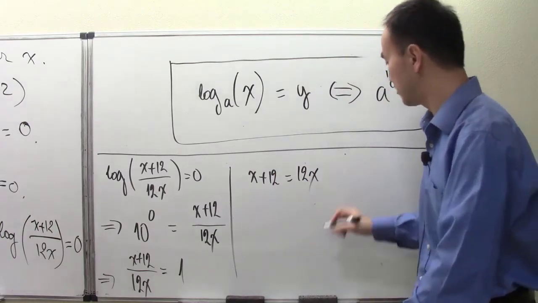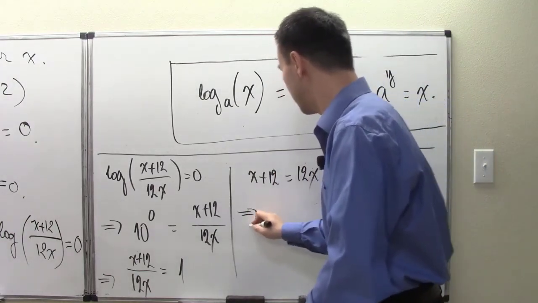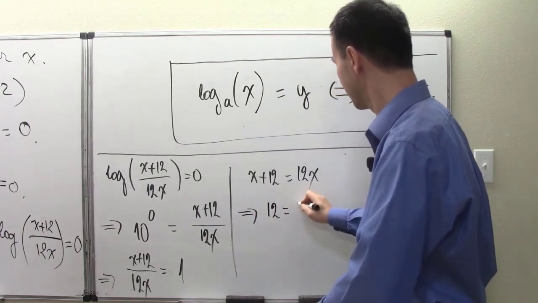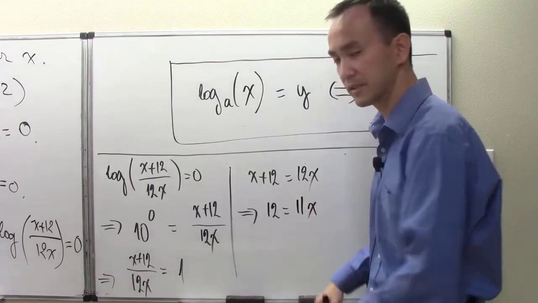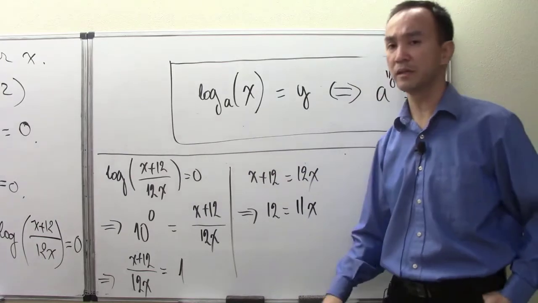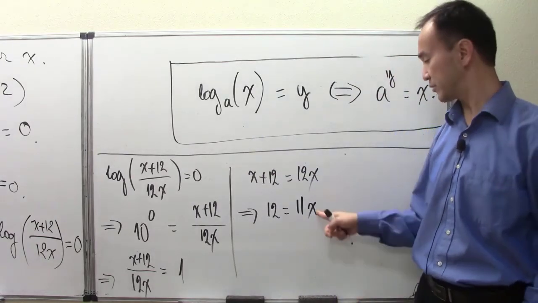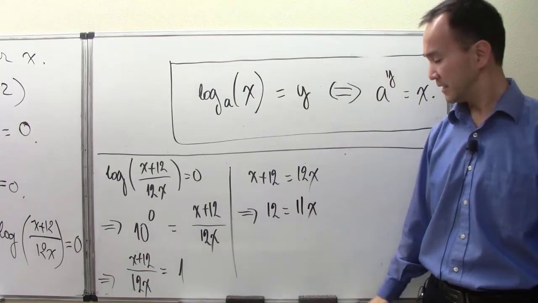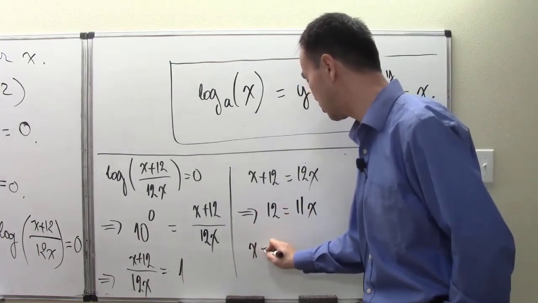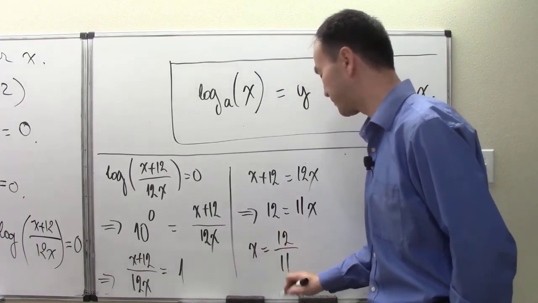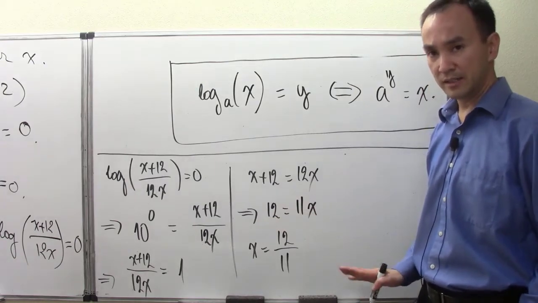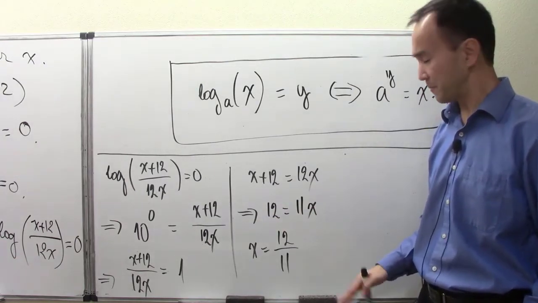Now this equation leads to 12 = 11x. All of a sudden we realize it's just a simple linear equation that we've been so fluent with. So 11x = 12. Our tentative solution at this moment is x = 12/11, after I divided both sides by 11. So we found only one tentative solution.